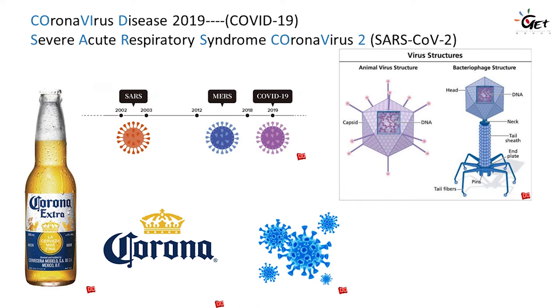The reason we named it COVID-19 is that it is a coronavirus disease that started in 2019. We use this code: CO means corona, VI means virus, D means disease, and 19 for 2019. Actually, it is a variety of coronavirus related to SARS. Do you remember the first time we realized this kind of disease, SARS, in 2002? That kind of virus caused a serious problem for human health.